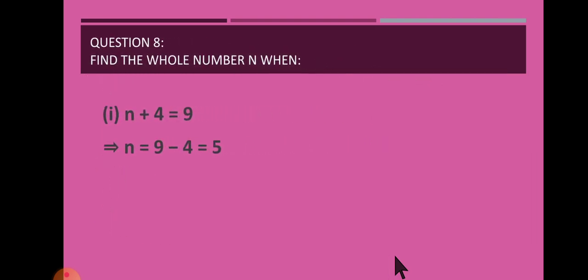The rest of the 2 questions are also word problems. So do the rest of the questions by yourself. Let's see question number 8.